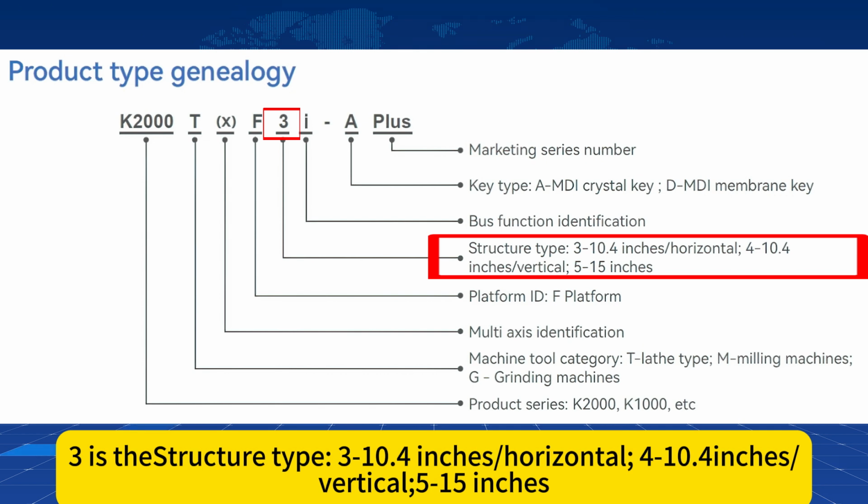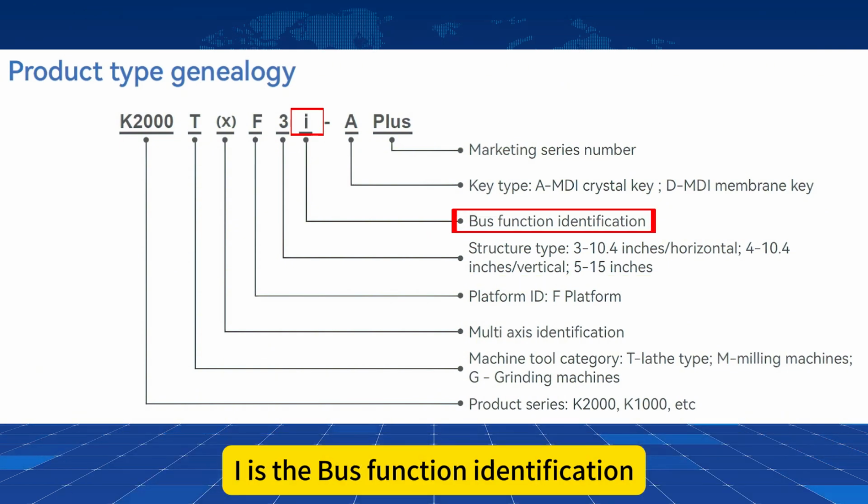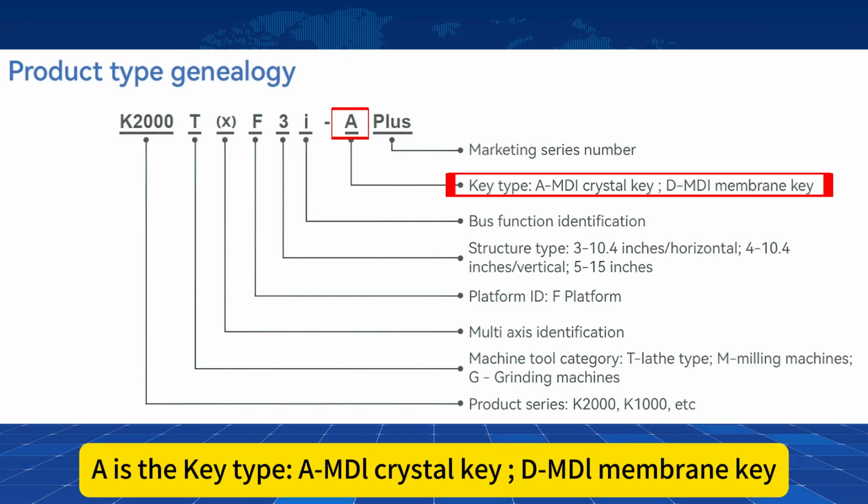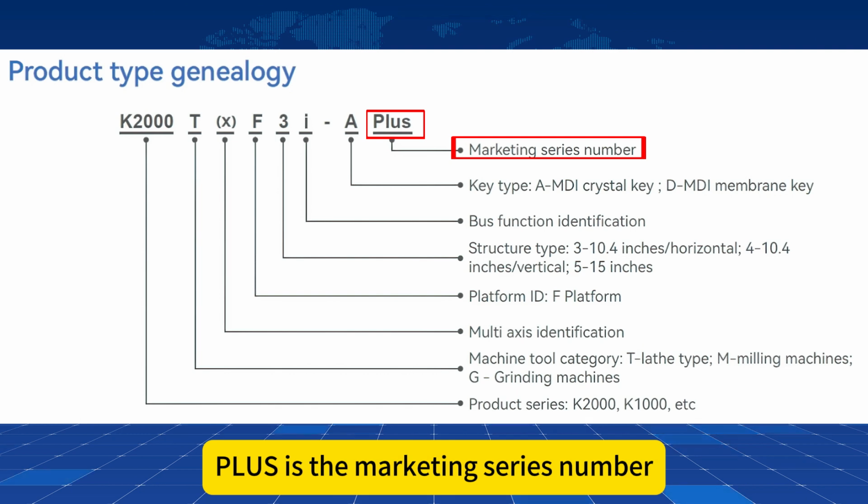3 is the structure type, 3 - 10.4 inches or horizontal, 4 - 10.4 inches vertical, 5 - 15 inches. I is the bus function identification. A is the key type, the MDL crystal key, D MDL membrane key. Plus is the marketing series number.